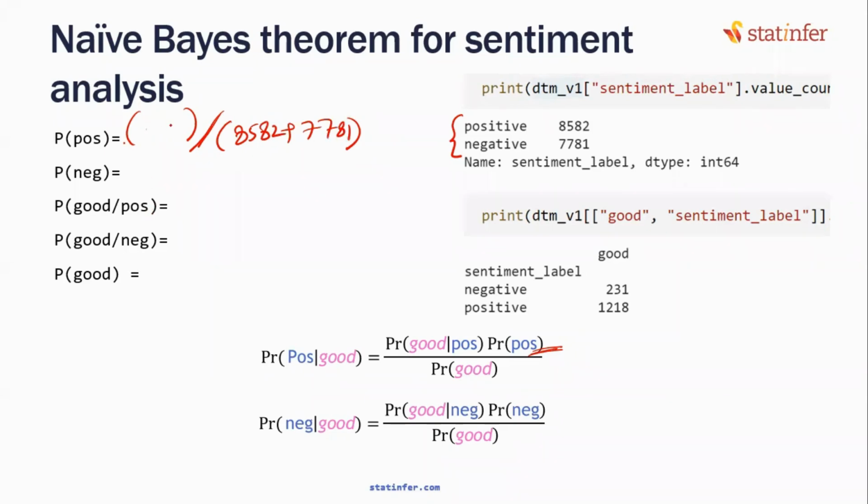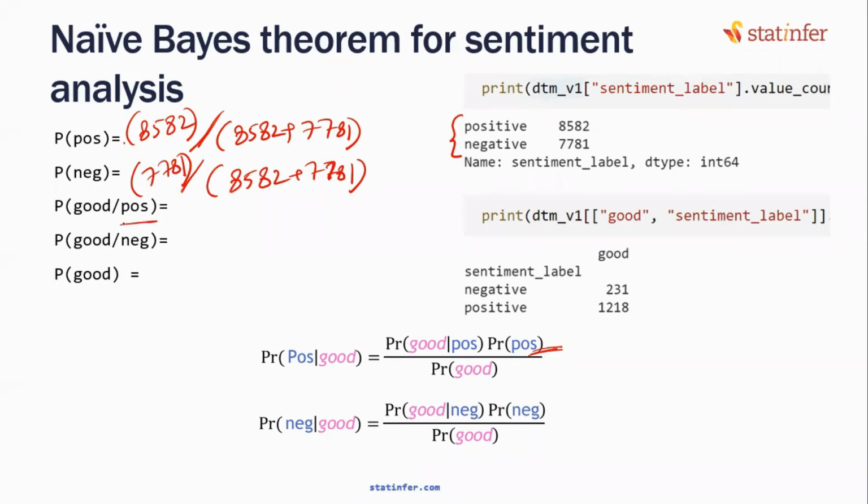In the numerator, what are you going to write? 8582. Favorable cases. Look at this, all of you. Does that make sense to you or not? What is the probability of negative? Again, tell me the denominator. What is the denominator? 8582 plus 7781. What is the numerator? 7781.